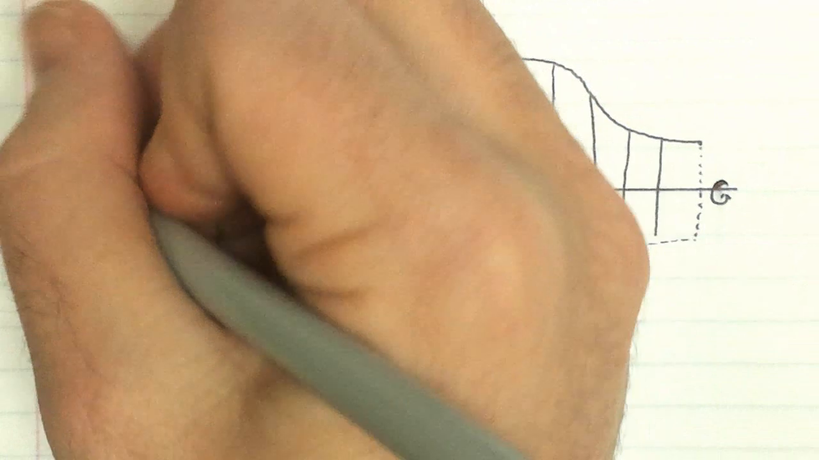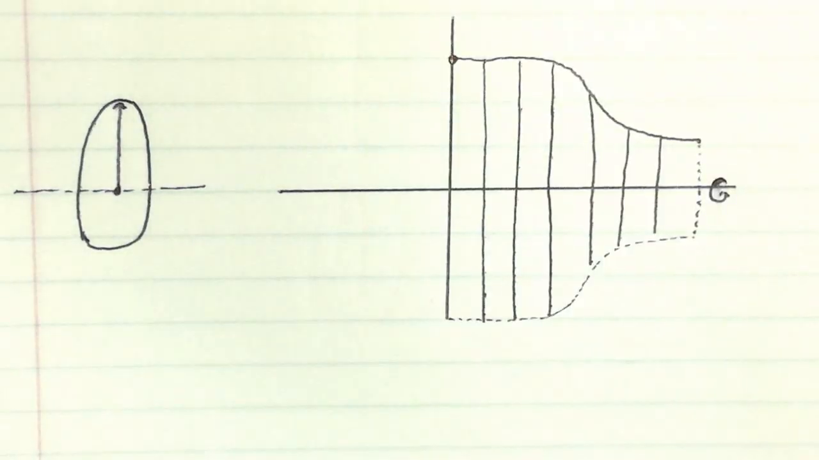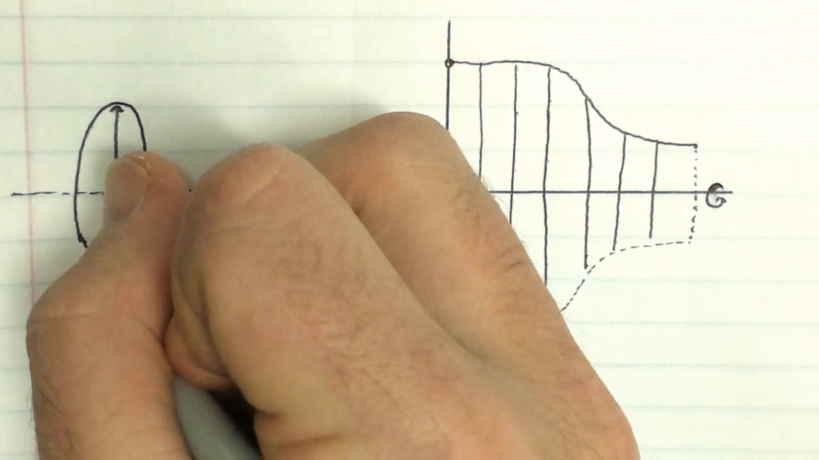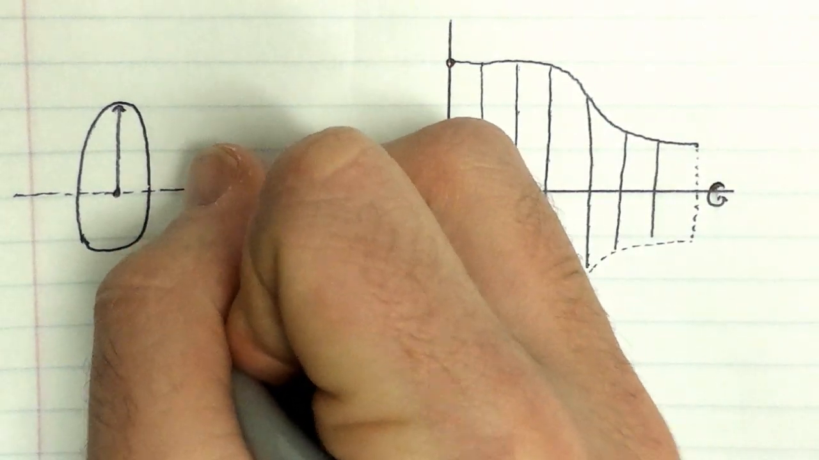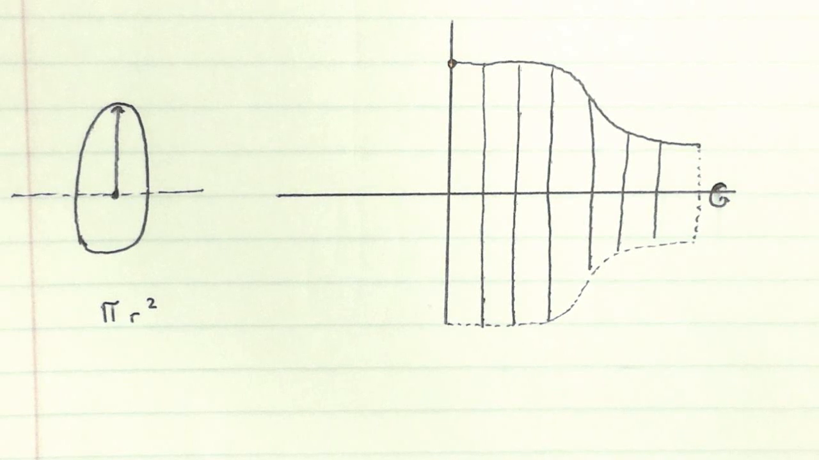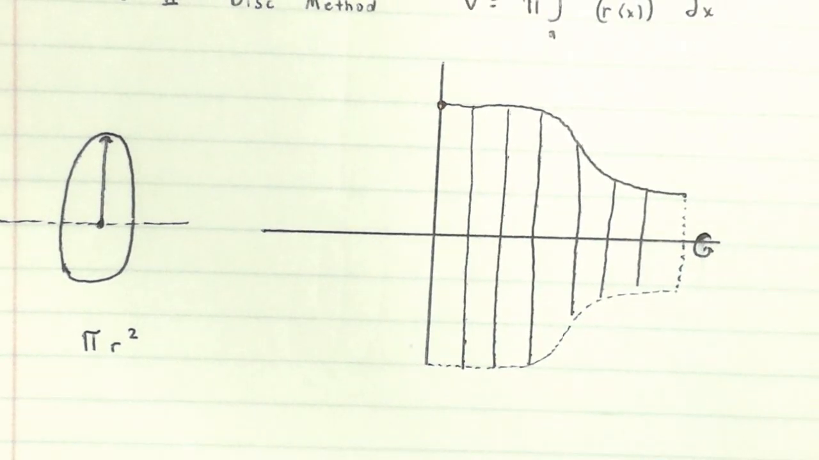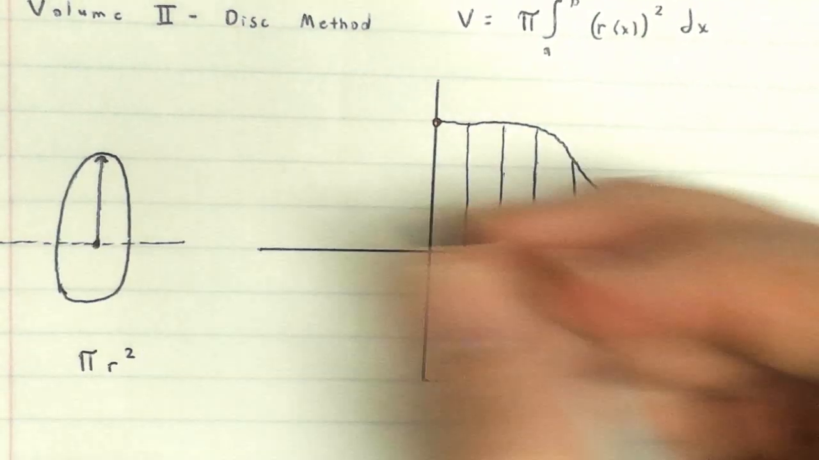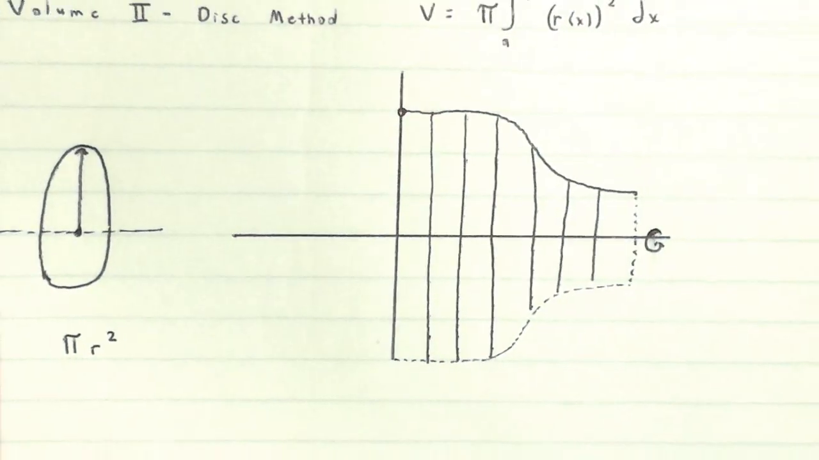So I need to find the area of this disc. How do I find the area of a circle? Pi r squared. Pretend that it's a disc. Should we have drawn it like a circle? Yeah, it'll make a circle. So, pi r squared. The radius, in this case, and it will always be this way, the integral.